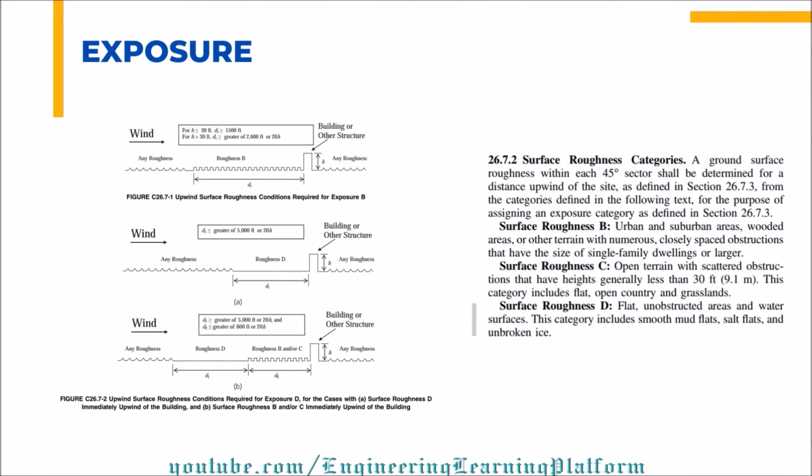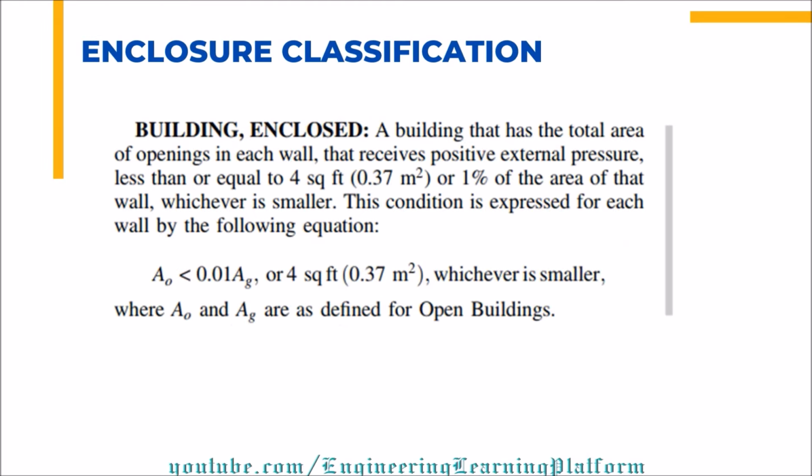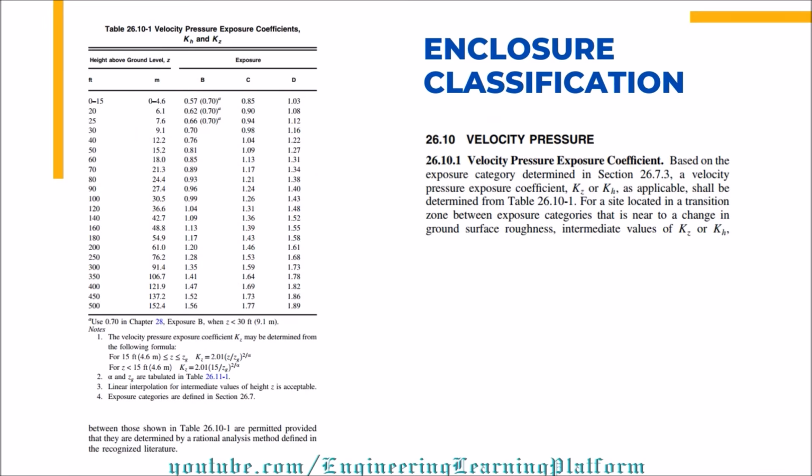So all the things are connected. If we need the KH or KZ factor, we need the exposure category, and that exposure category depends on surface roughness. And what do we mean by surface roughness? I've already explained. So this is how you select your KZ or KH factor. And I already told you that for the windward side you calculate KZ at multiple heights along the height of the building, so at every height you select a different value of KZ. But for leeward or side walls you select just one value at mean roof height.